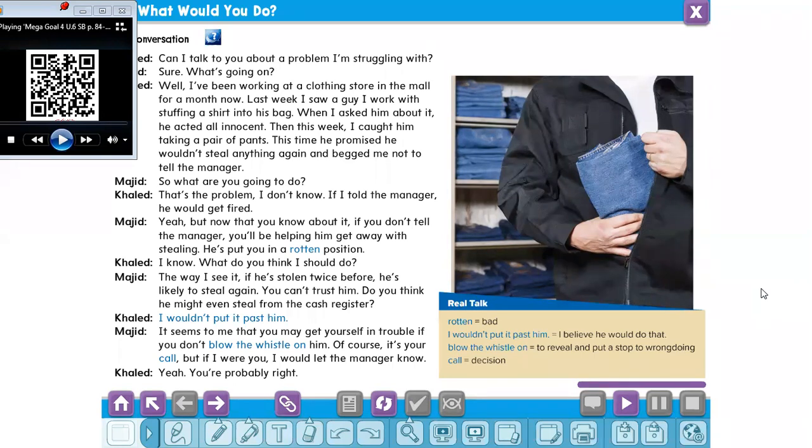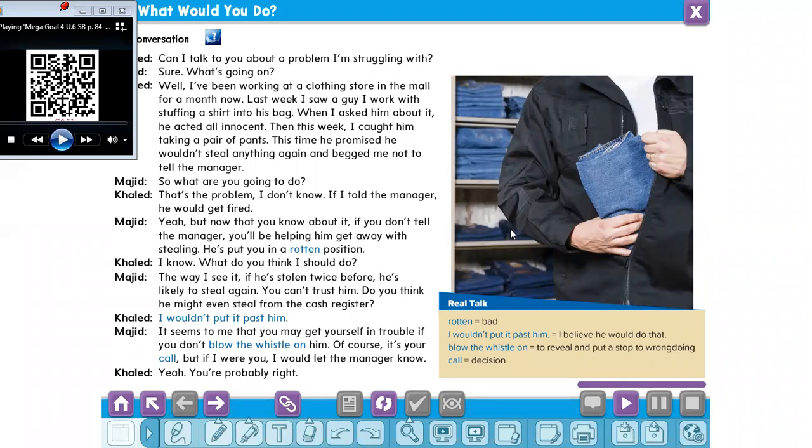Okay, start. Can I talk to you about the problem I am struggling with? Sure, what's going on? Well, I have been working at the clothing store in the mall for a month now. Last week I saw a guy I work with stuffing a shirt into his bag. When I asked him about it, he acted innocent. Then this week I caught him taking a pair of pants. This time he promised he wouldn't steal anything again, and begged me not to tell the manager. So, what are you going to do? That's the problem. I don't know.